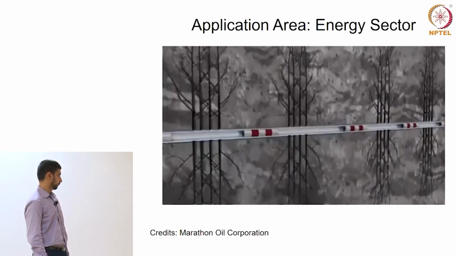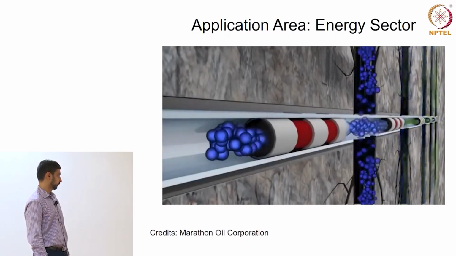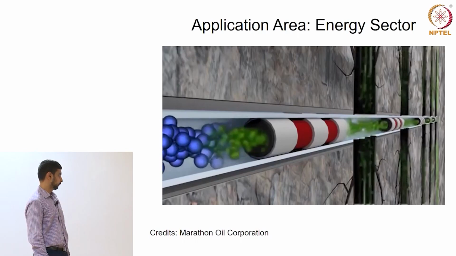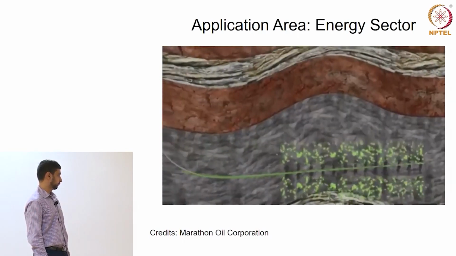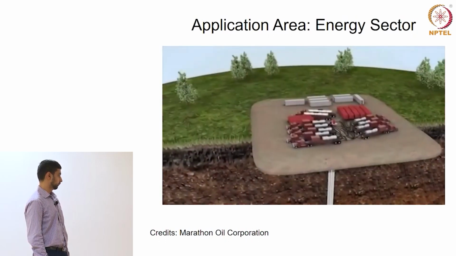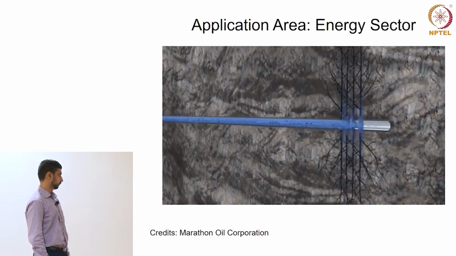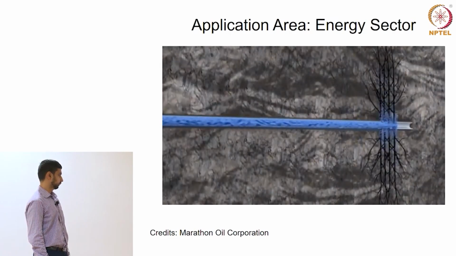Once the stimulation is complete, the isolation plugs are drilled out and production begins. Initially water and then natural gas or oil flows into the horizontal casing and up the wellbore. In the course of initial production of the well, approximately 15 to 50% of the fracturing fluid is recovered. This fluid is either recycled to be used on other fracturing operations or safely disposed of according to government regulations.